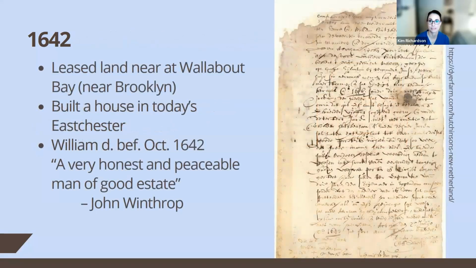All of this occurred about 1642. They leased land near Brooklyn and built a house in today's Eastchester. But William sadly died about this time. He had been her constant companion. Even John Winthrop said he was an honest and peaceable man of good estate, and he died.